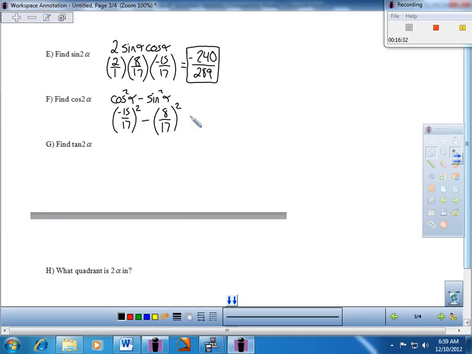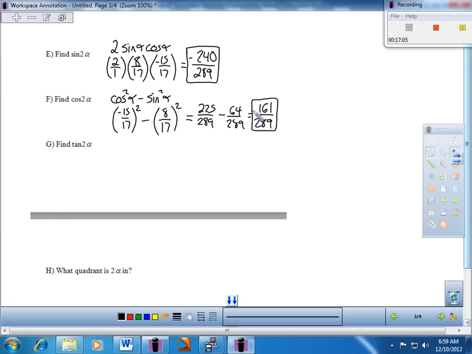Excellent. Now let's just take a peek, see if we can pull this off. I'm getting a 225. I might have to play this out just a little further. 225 over 289 minus 64 over 289. Okay, sounds good to me. And then just do a little subtraction on this. And I'm getting a 161 over 289. Phew. Okay, that's good.